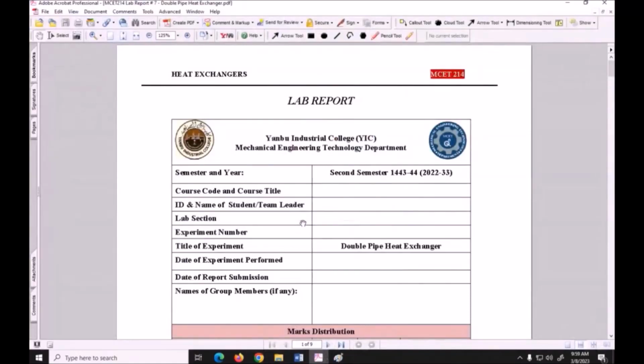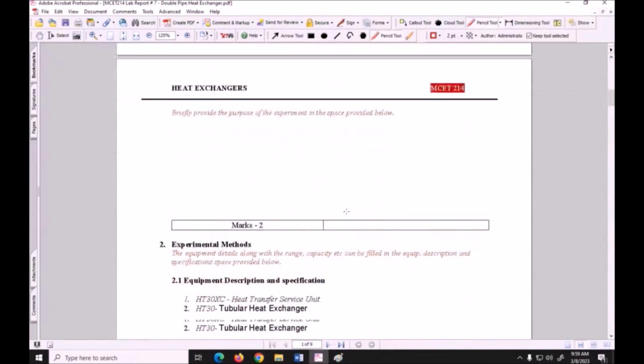This week we are going to do experiment number 7, double pipe heat exchanger. It is also called pipe-in-pipe heat exchanger. First, the objectives of the experiment.